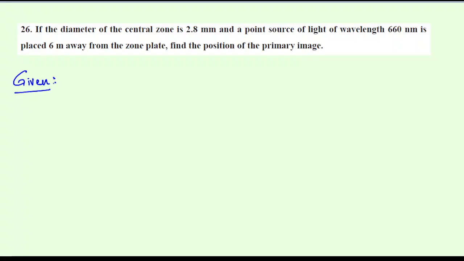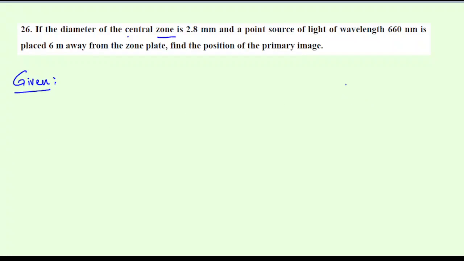Even before jumping onto the data, hope you remember what your professor told about the zone plate. What is a zone plate? A zone plate is just like a convex lens. What is the difference between a convex lens and a zone plate? A convex lens works based on the principle of refraction, whereas a zone plate works based on interference of light waves.